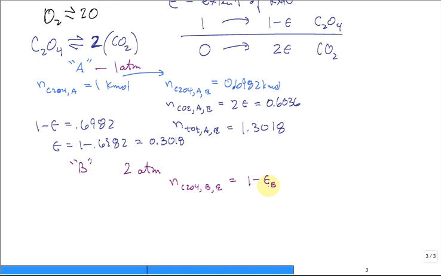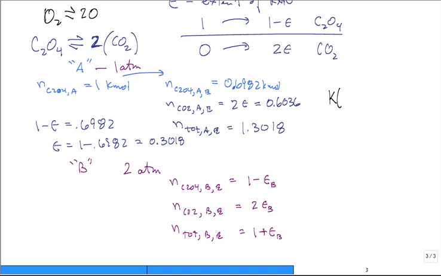Make sense? And then how many moles of CO2 for case B are in equilibrium? That's going to be 2 times the extent of reaction for case B. And the number of moles total for case B in equilibrium, that's going to be the sum of that. It's just going to be 1 plus the extent of reaction for case B. So I really need to find the extent of the reaction for case B in order to then calculate the number of moles of CO2 and the number of moles of C2O4 in equilibrium.